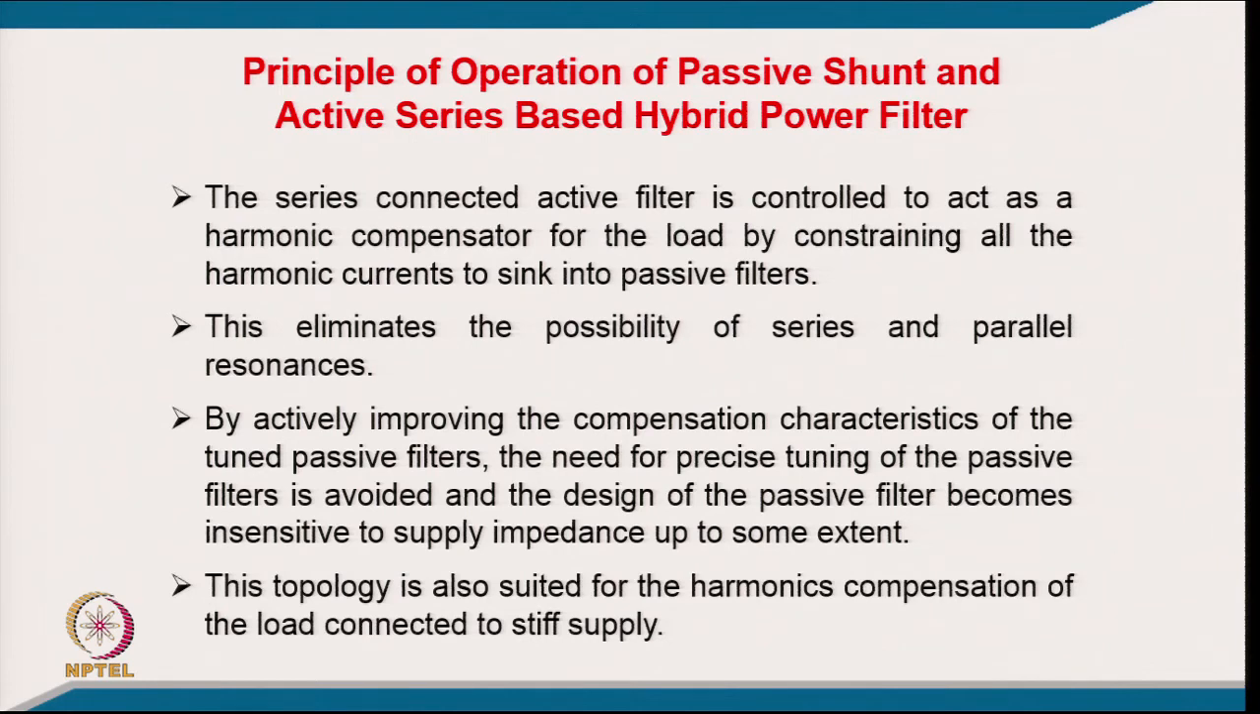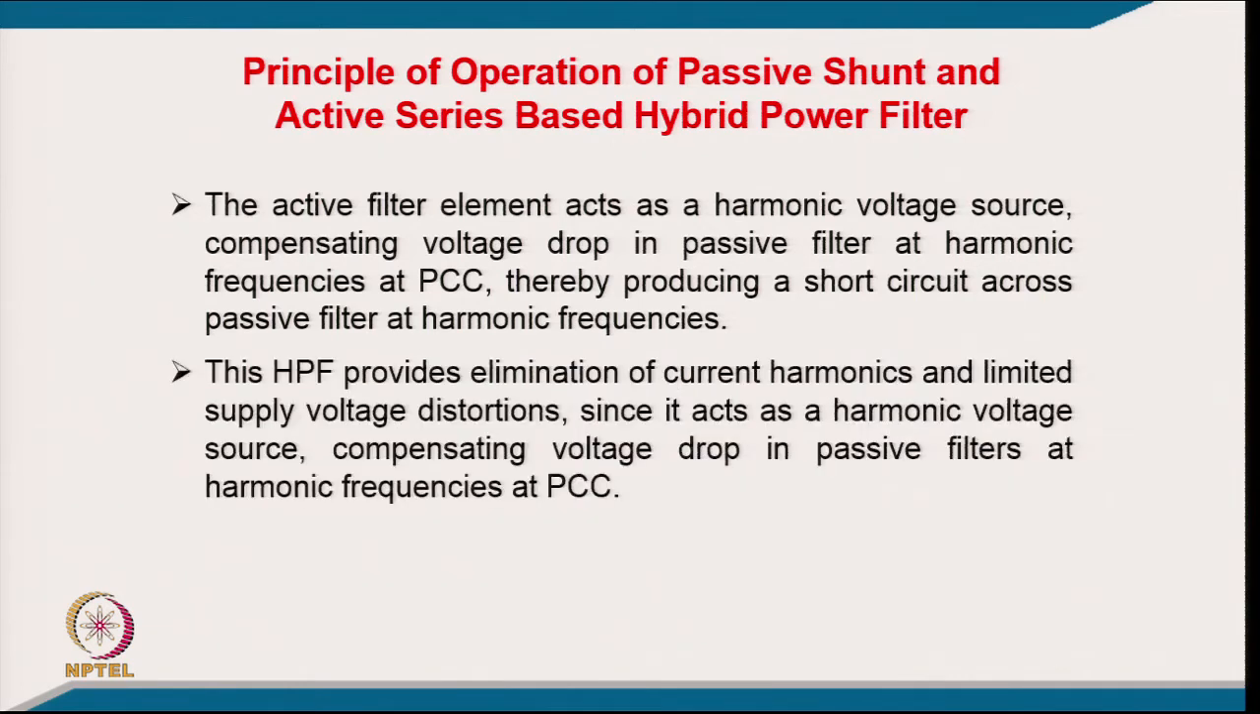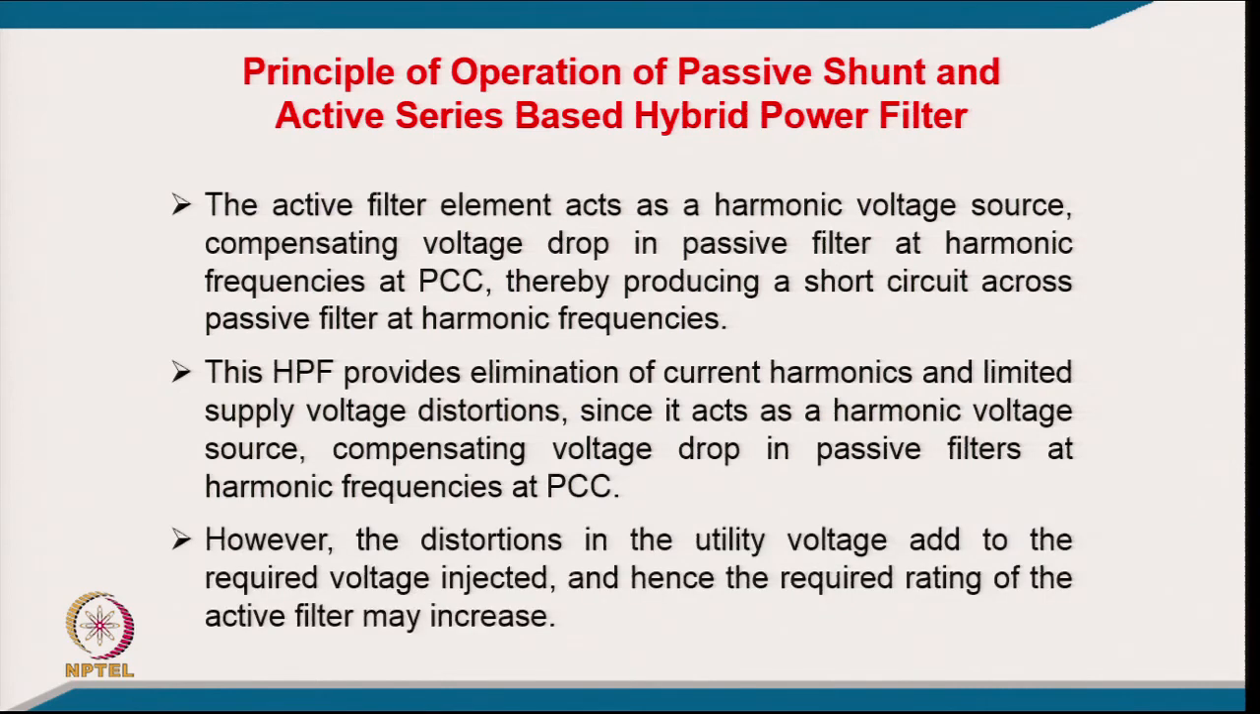This topology is also suited for harmonic compensation of load connected to a stiff supply system, and the active filter element acts as a harmonic voltage source, compensating the voltage drop in the passive filter at harmonic frequency at PCC, thereby producing a short circuit across the passive filter at harmonic frequency. This hybrid filter provides the elimination of current harmonics and limited supply voltage distortion, since it acts as a harmonic voltage source, compensating the voltage drop in the passive filter at the harmonic frequency at PCC. However, the distortion in the supply voltage adds to the required injected voltage, and hence the required rating of the active filter may increase.